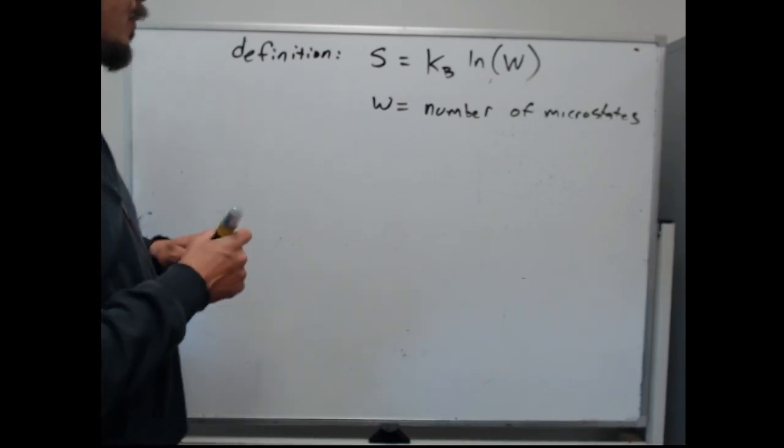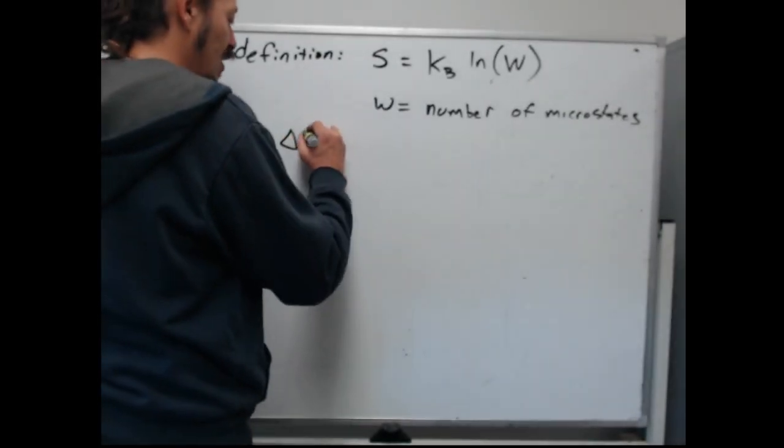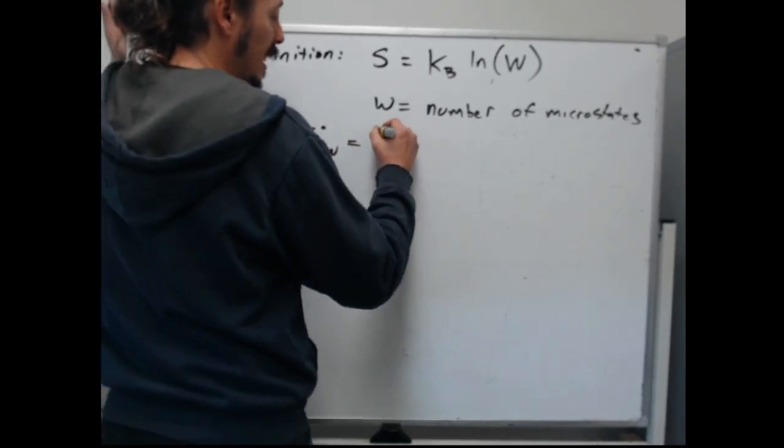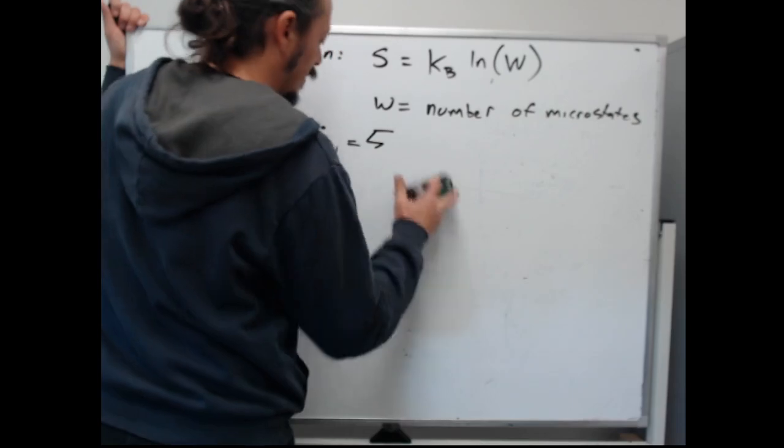Now, the other way we can look at it is the change in entropy of a reaction or a process is going to be equal to this. Whoa, that's not how you draw sigma.